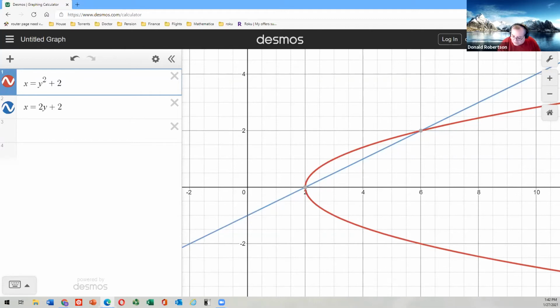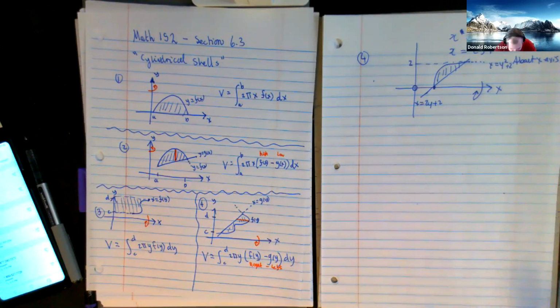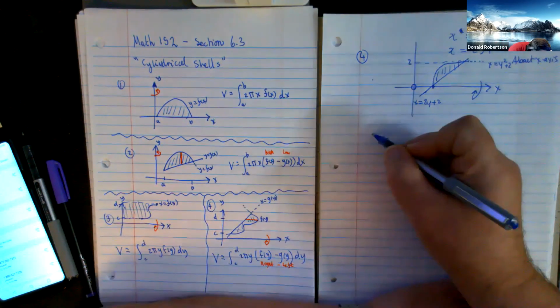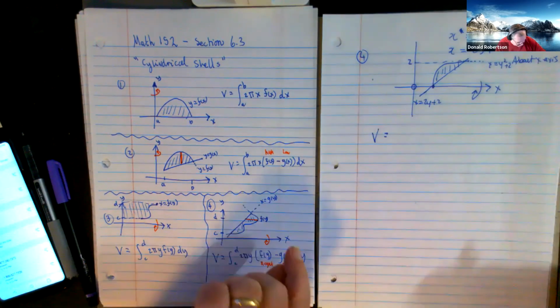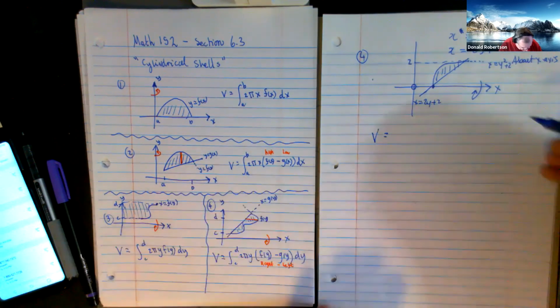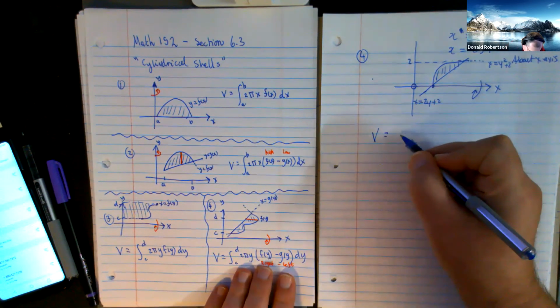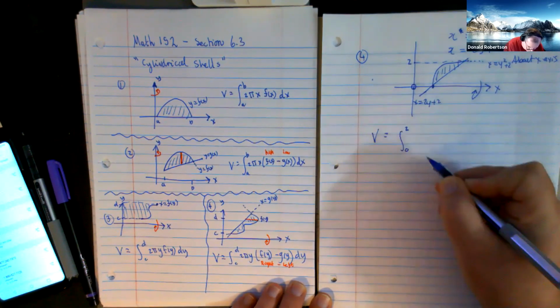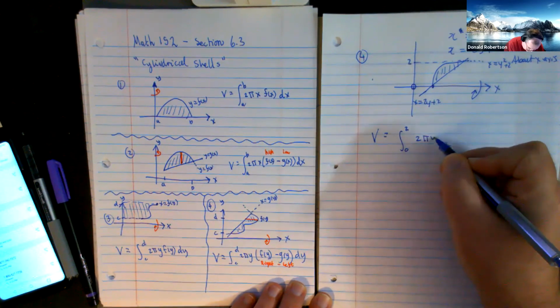Right, I think I've got everything I need from that picture. So I'm going to return now. We are going to look at this fella here, which is basically what I just drew. And the volume that you get rotating here is the integral from C to D, 0 to 2, 2 pi y.